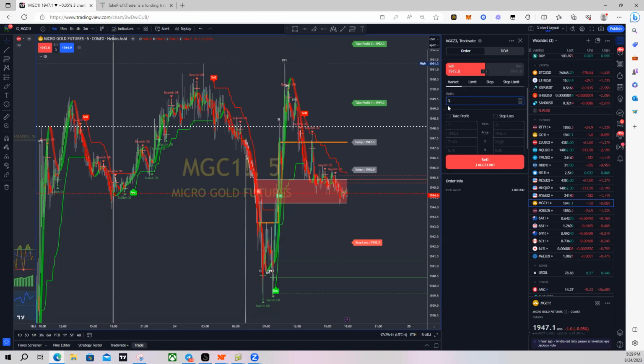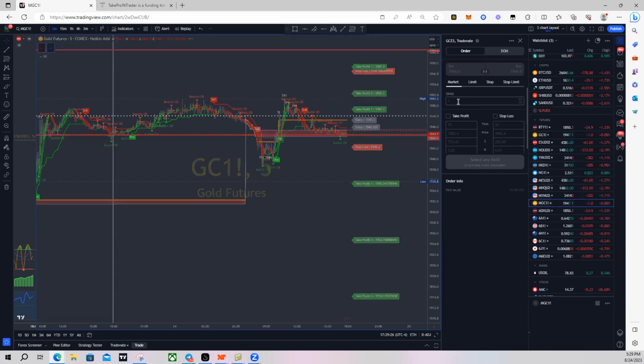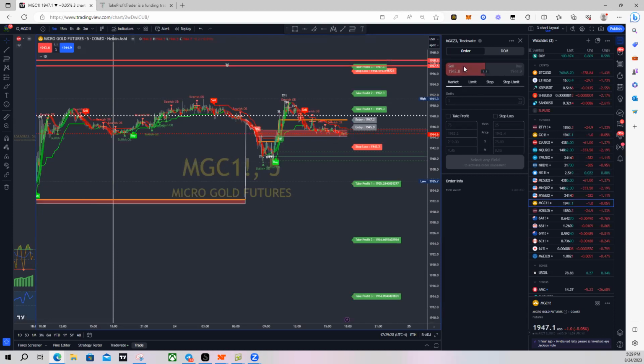Now that we have 3 units, which is 3 contracts, we're now risking $3 per tick instead of the full $10 per tick if we was trading the minis. So once you have your units, if you want to sell or buy, click on take profit, click on stop loss, and simply press sell.